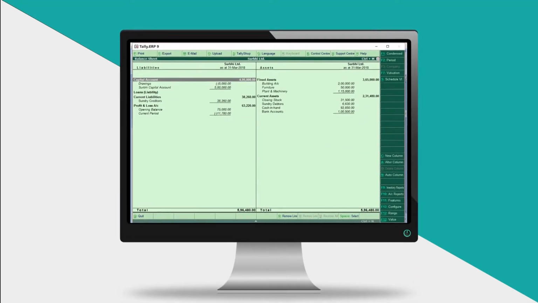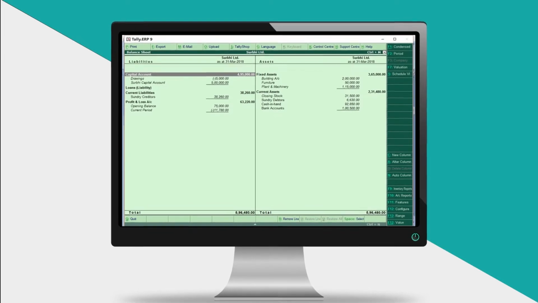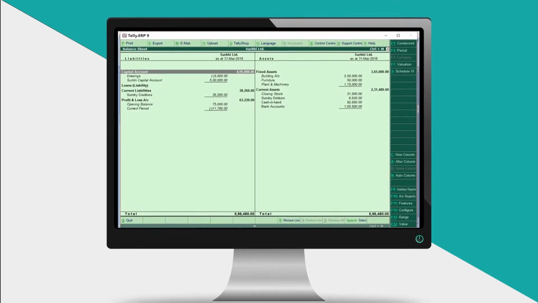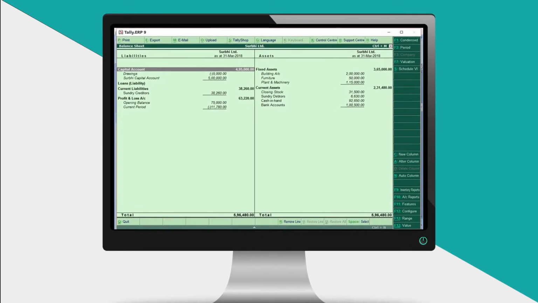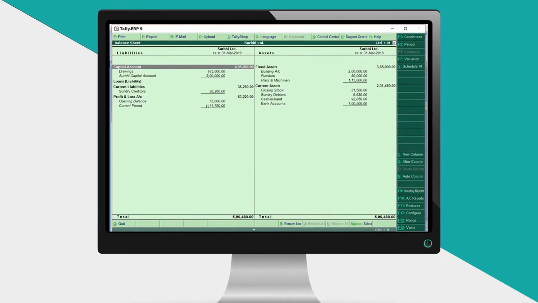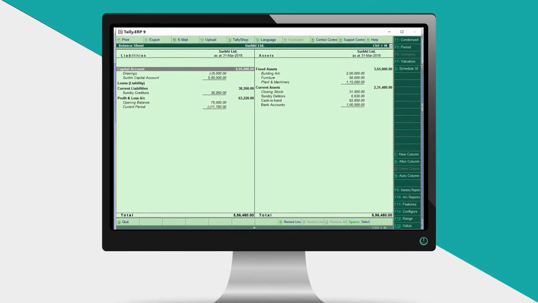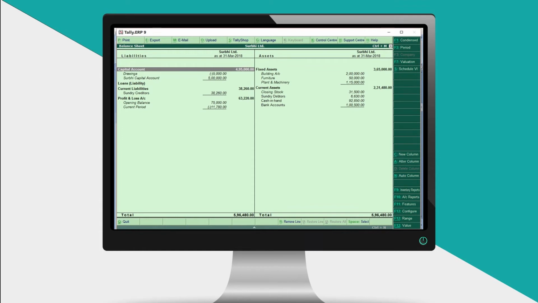On the screen you can see a balance sheet of Surbi Limited. There is a capital account, then there is a loan liability, there are current liabilities, and there is even a profit and loss account. Then on the asset side there are fixed assets and there are current assets, and you can see that the totals of the liability side as well as the asset side are equal.